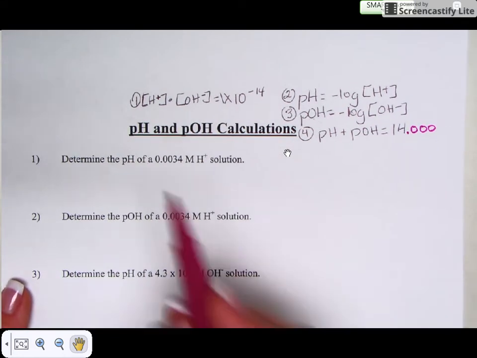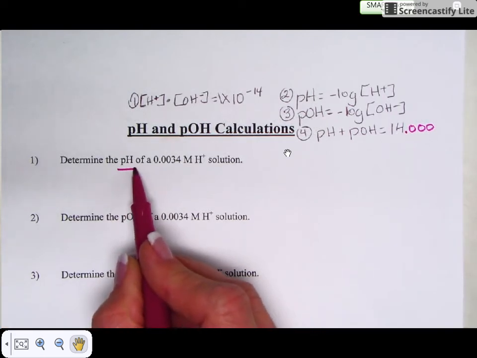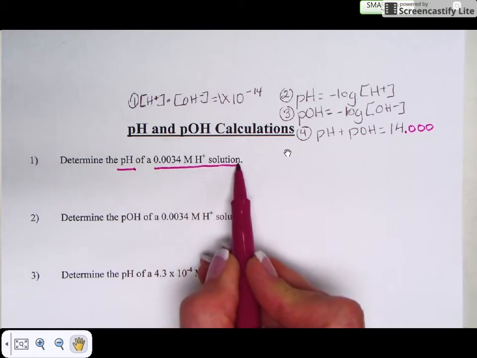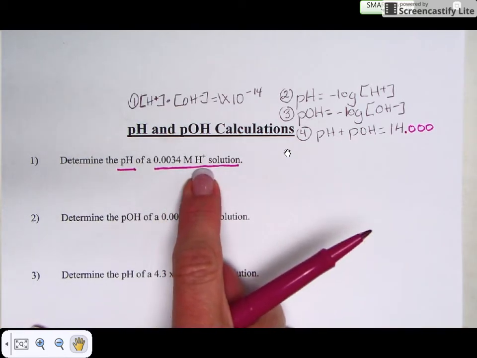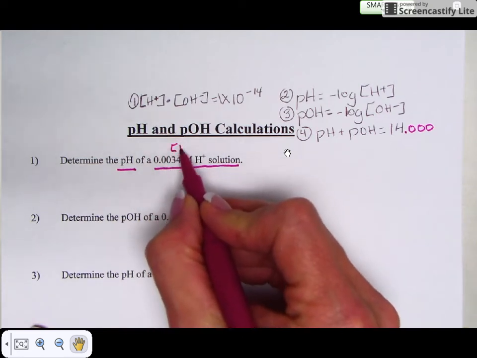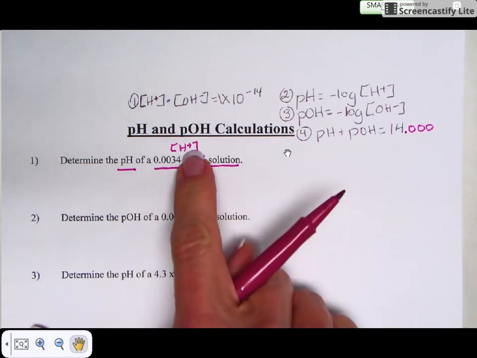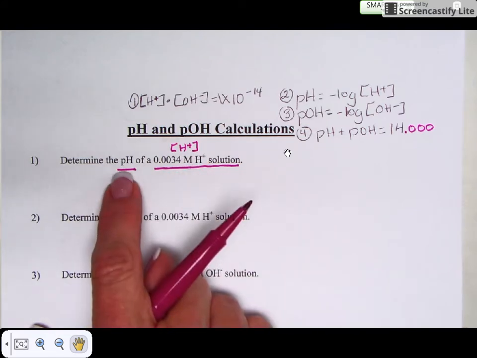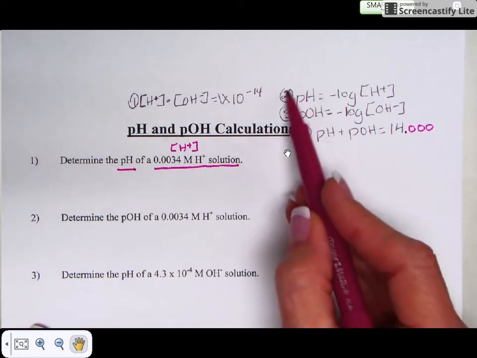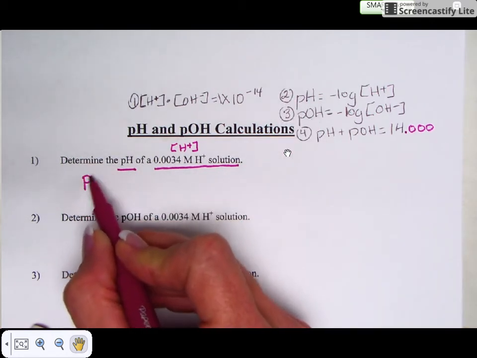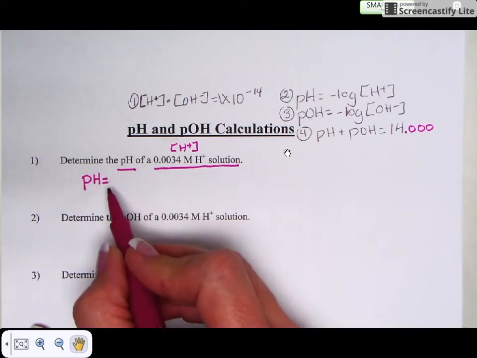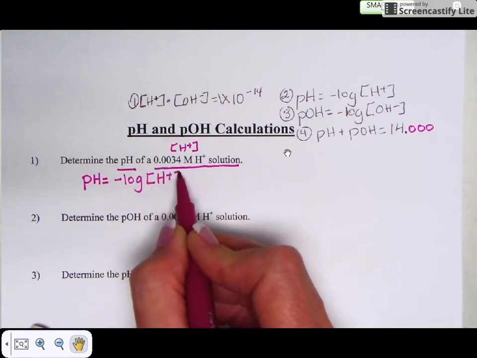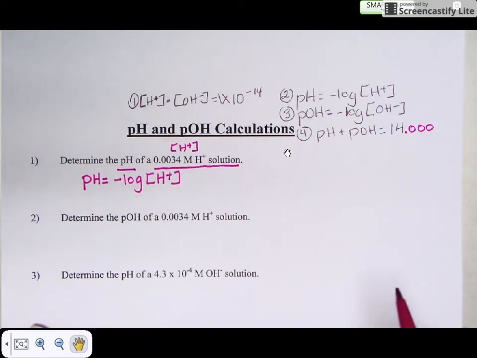Okay, so for number 1, it says determine the pH of a 0.0034 molar hydrogen ion solution. So the concentration of hydrogen ions is what they're giving you. This is H+. Remember, the square brackets always indicate that it's concentration in molarity, and we're looking for pH. So we need to use formula 2. Always write your formula down so it's very clear what you're plugging into. pH is negative log of H. This will also help you remember your formulas the more you write them down, and you'll be less likely to make careless mistakes later on.